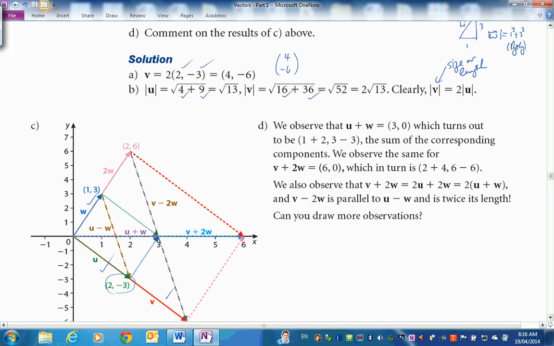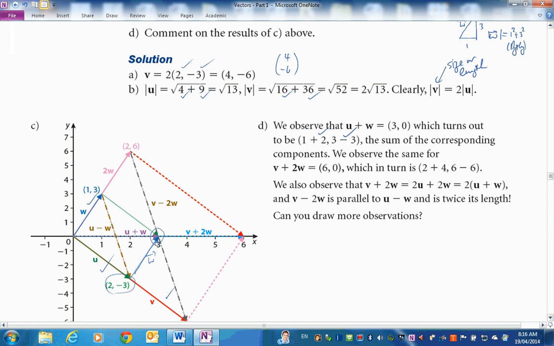And what are we going to say? u plus w. Well, here's u plus w, doing it by the parallelogram method. Or you could go u plus w, this being w here, coming to that point. And you can see you can do the sum of them with the components. You don't have to just draw it with the diagram.